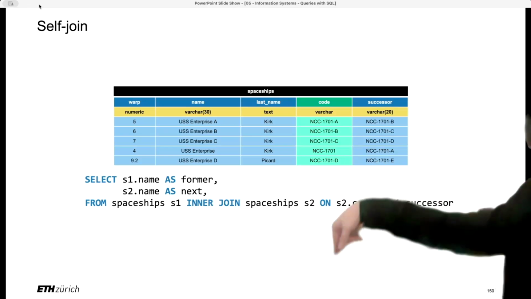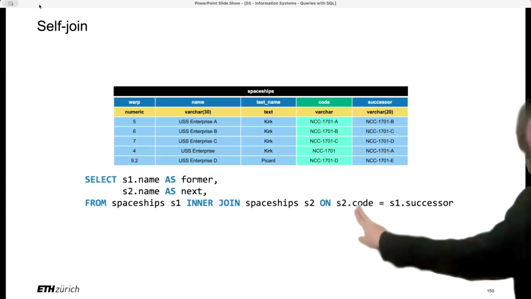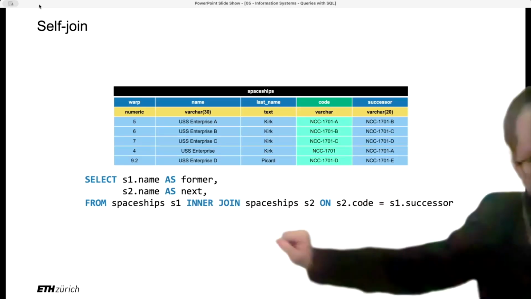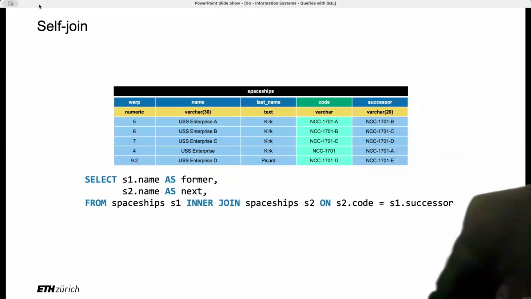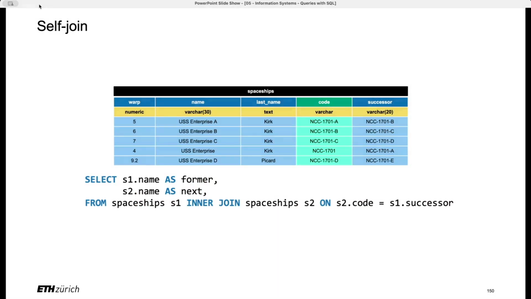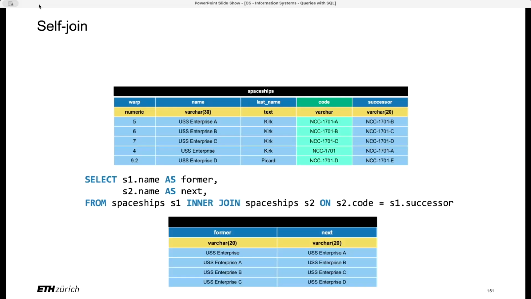It means that S1 is the previous one and S2 is the next one. And I match in this way. Plus S1.name, I call it former, and S2.name, I call it next. Who is with me? Okay, so this is a case where you don't have any other choice but rename them. You have to rename them because otherwise you just have two tables with the same name. Okay, that's already a bit advanced, to join a table with itself, but it can be a good thing to play with.